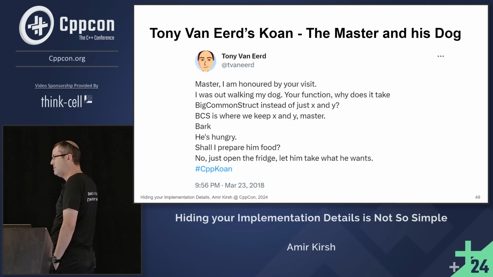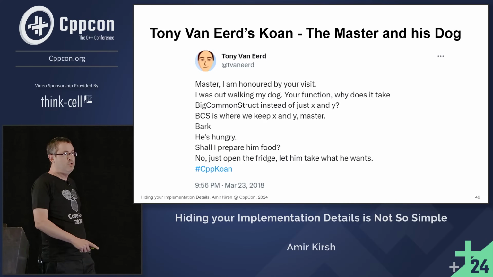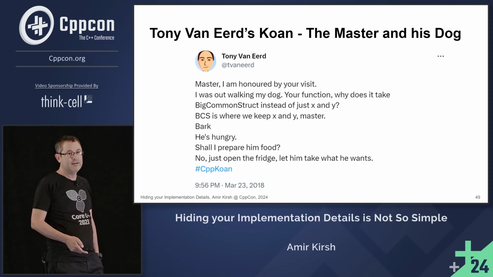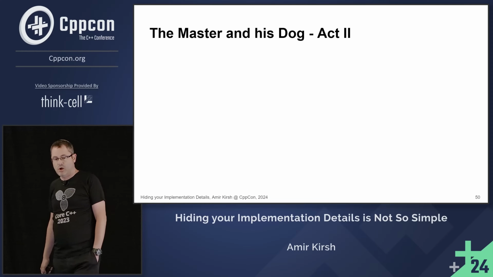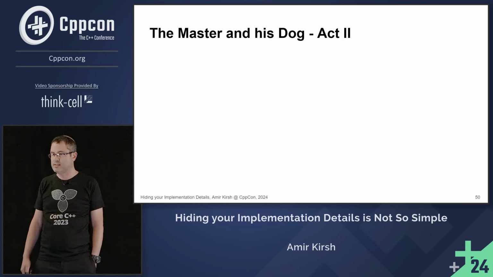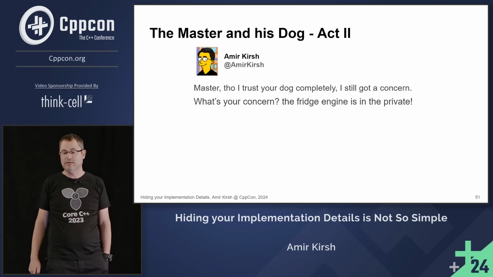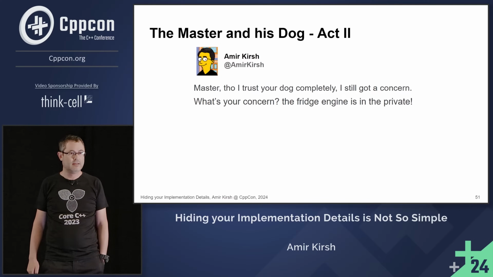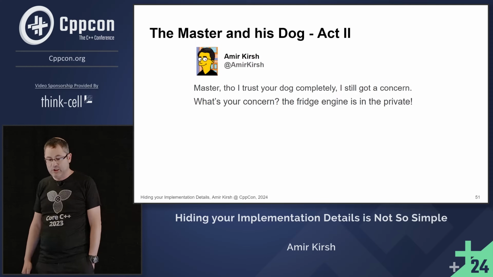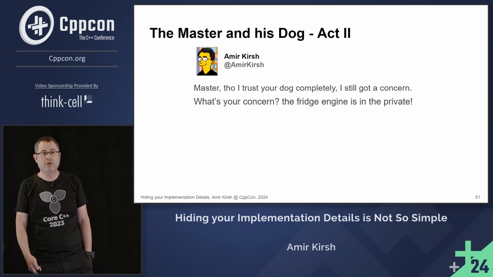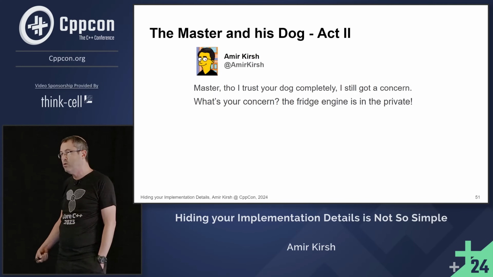Did you get it? Should we open the fridge for the dog? Should we provide the same API for every usage? So, Act 2, I added this part. Master, though I trust your dog completely, I still have a concern, the student says, quite politely. What's your concern? The fridge engine is private. I mean, the dog would not hurt the fridge. Are you worried about the fridge?